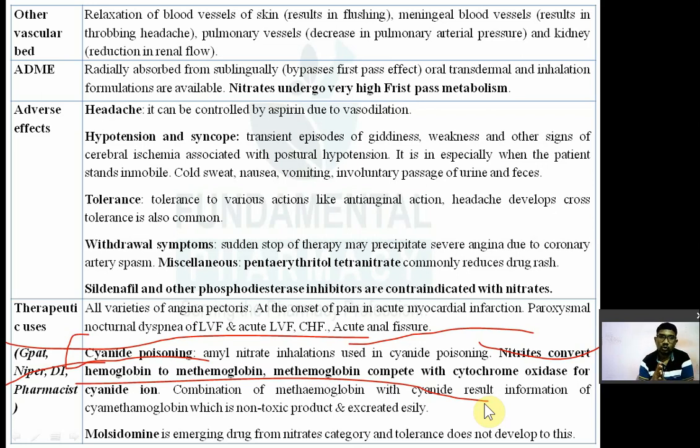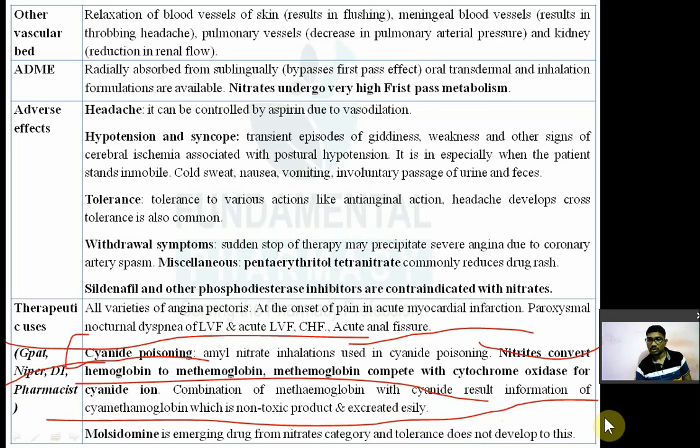Now the combination of methemoglobin with cyanide results in the formation of cyanomethemoglobin, which is a non-toxic product and can be excreted by the kidney. So that's how cytochrome oxidase is protected from the cyanide ion. I will explain this once more to you.